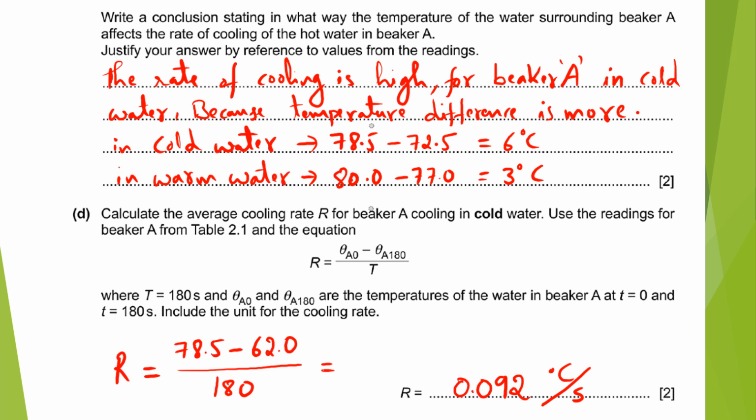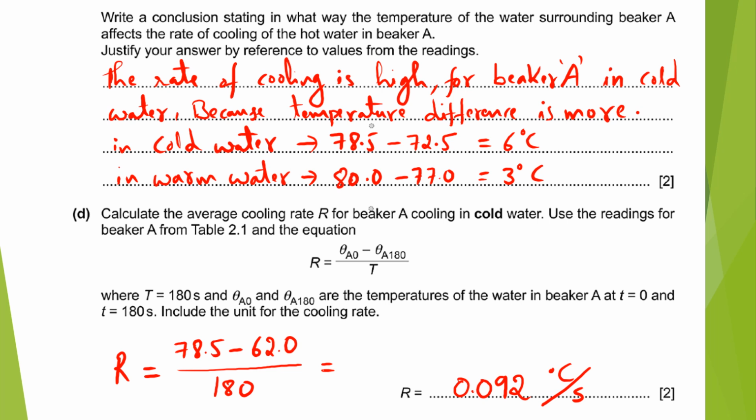It is very obvious, but we need to justify your answer by reference to values from the readings. So we need to quote the values, then we get the 2 marks. So rate of cooling is high for beaker A in cold water because the temperature difference is more in cold water. That is the starting two temperature differences I have taken: 78.5 minus 72.5 in a 30 seconds interval, it is 6 degrees, and in the same 30 seconds time interval in warm water it is only 3 degrees Celsius. So clearly rate of cooling is high in cold water.